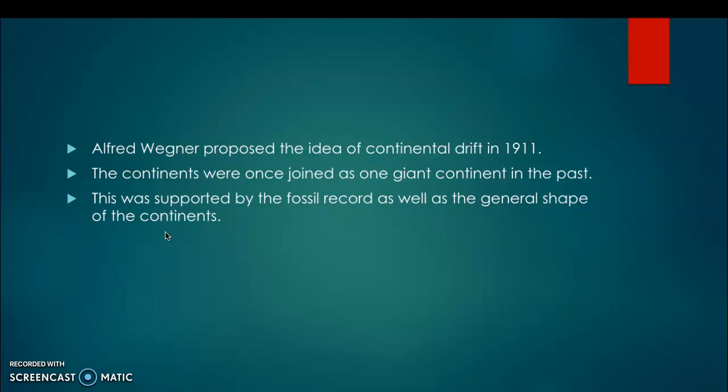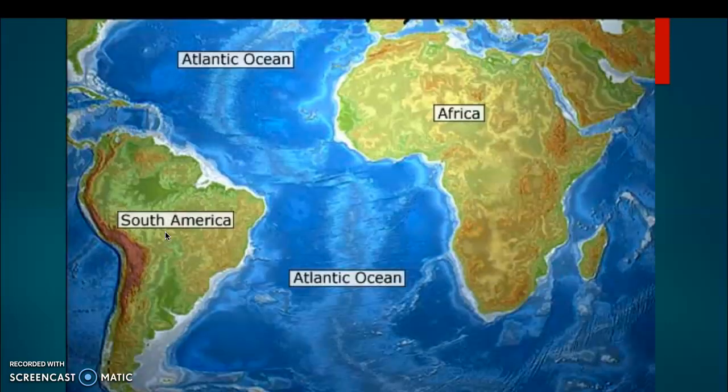The continents were once joined as one continent in the past. This was supported by the fossil record as well as the general shape of the continents. And here's one of the things where Alfred Wegener has support. Looking at both South America and Africa, we find similar fossils in both of these areas. And if you look, it almost looks like a nice little puzzle piece that fits together.